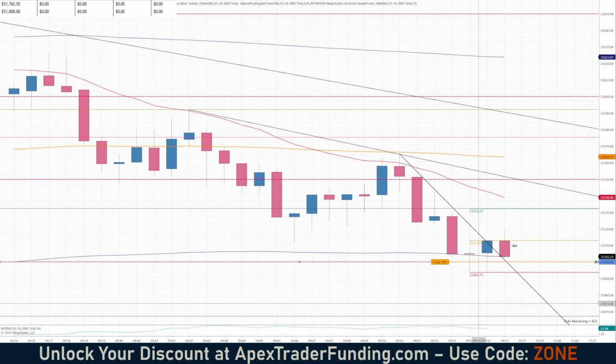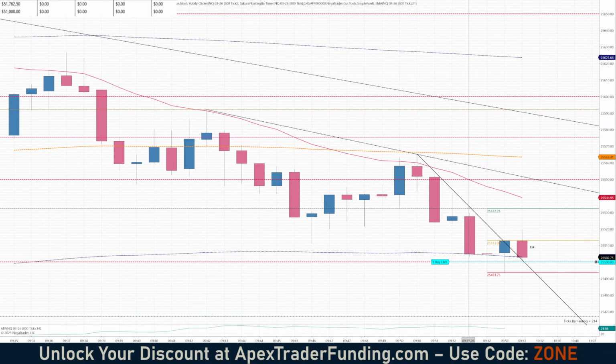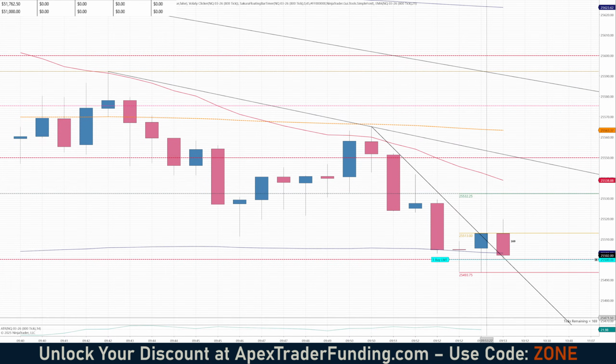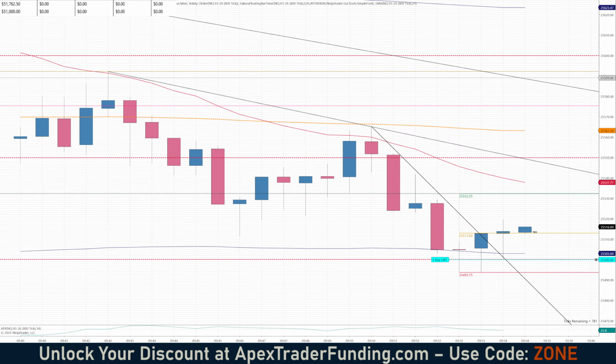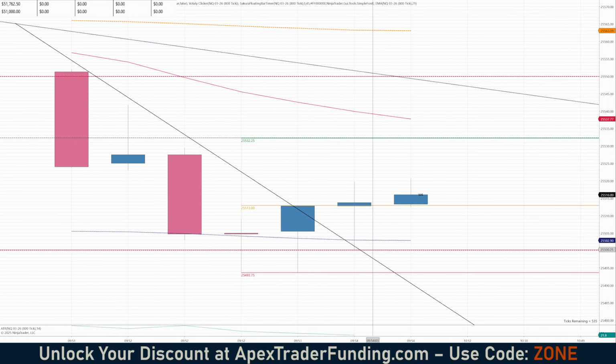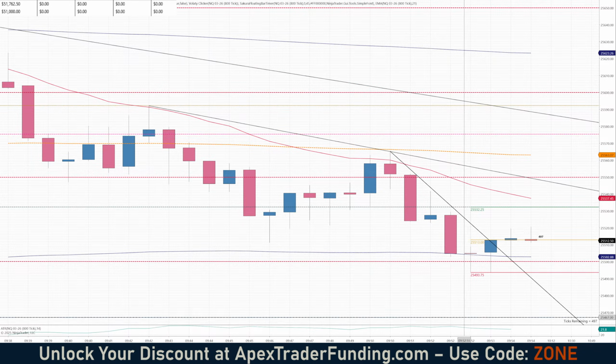This might be our entry to go back up. See if we can get a 500 entry and go back up. And missed us by a tick. Yep, it missed us by a tick. That's okay. Or did it even come down? I can't tell. Let me zoom in. Yeah, it missed us by a tick. Crazy.